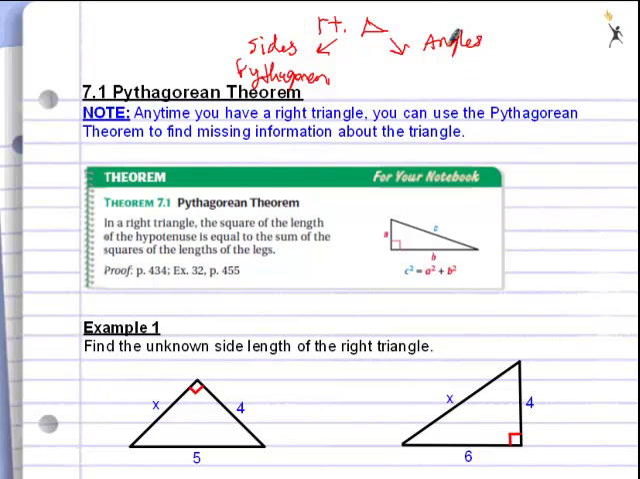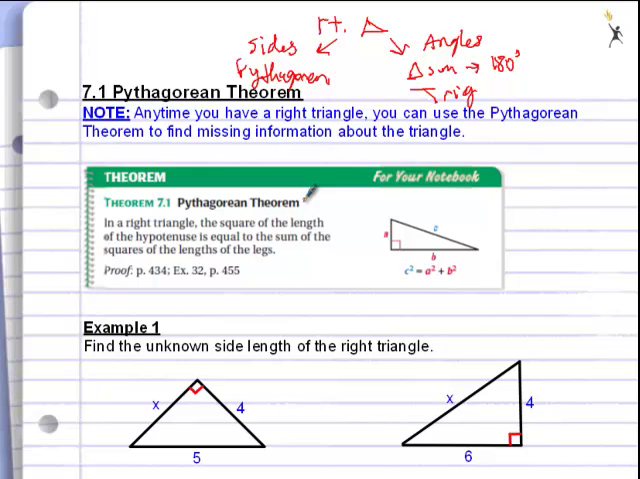But when you're looking for angles in a right triangle, you can either use the triangle sum, whereby the three angles add up to 180 degrees, or you have to use something called trig, dealing with sine, cosine, and tangent. We get into trig a little bit in this chapter, but for the most part, at the beginning, we're dealing with sides, looking for the Pythagorean theorem. So let's look at the theorem itself.